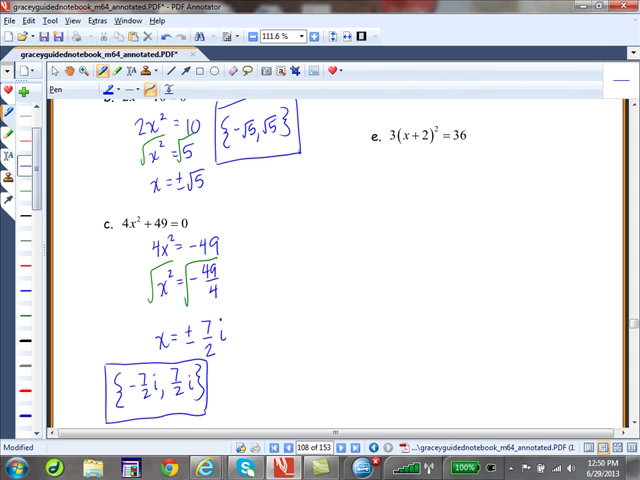And sometimes people put those in as plus or minus in the actual solution set. But typically, I'll write both ways. We could say, or, plus or minus 7/2 i.